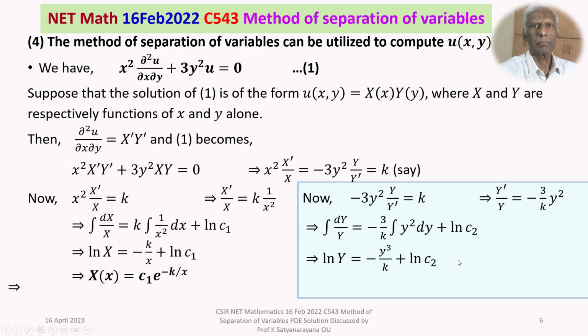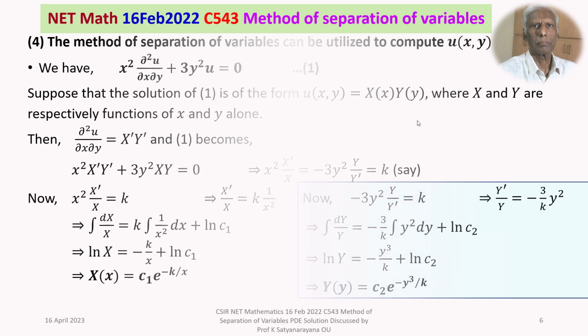Now take out the logarithms again. So capital Y, which is a function of y alone, is equal to c2 into e to the power of minus y cube by k. Thus we obtain capital X and capital Y. That means we are able to find the solution of this one by using the separation of variables. So the option 4 is true. That we will see in the next slide.